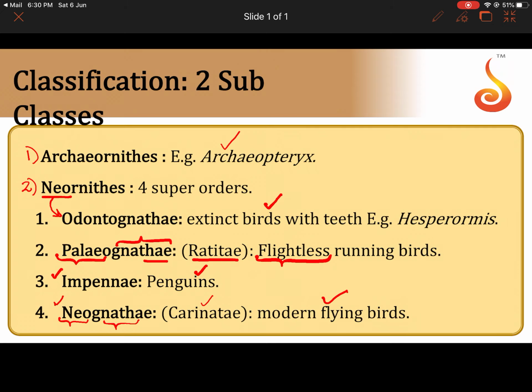So there's nothing much to know here. You just need to remember the different orders and what are the group of birds that belong to those orders.